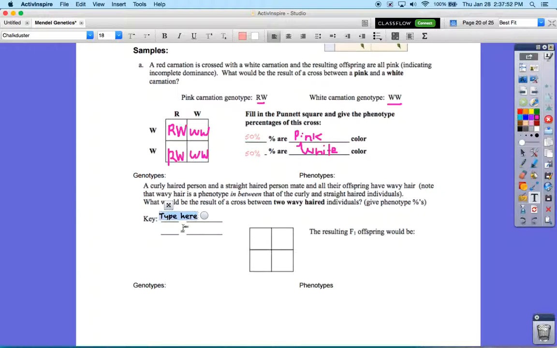Now down here we have a curly-haired person and a straight-haired person, and when we combine those two, they combine to be wavy. So the Punnett square wants you to combine 2 wavy-haired people. We're going to have SS, which stands for straight hair, and CC, which stands for curly hair. And then we're going to make another one just to keep things clear, SC, which equals wavy.